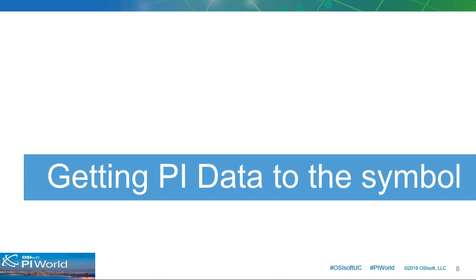All right. When you say valid JavaScript, which version of JavaScript is valid? I believe it's ES5, if I'm not mistaken, but I can double check on that for you. All right. So let's move on to getting Pi data into our symbol.